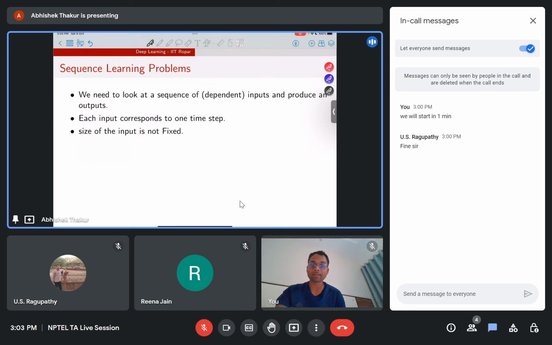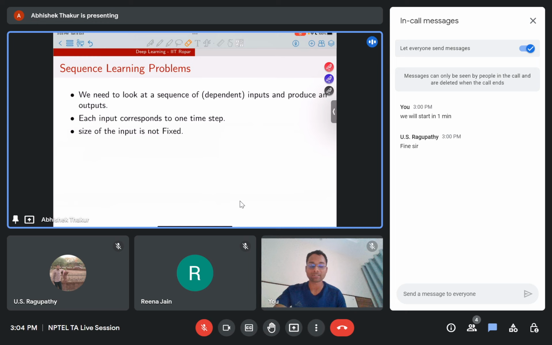In sequential learning, the current output depends on the previous inputs as well. Like if we predict words, let's suppose we have D, then it is easy to predict that the next letter will be E. That's why this is mostly used in speech recognition, text recognition and sentence recognition, because the previous part of the sentence or speech determines the next part. Each input corresponds to one time step, and the size of the input is also not fixed.